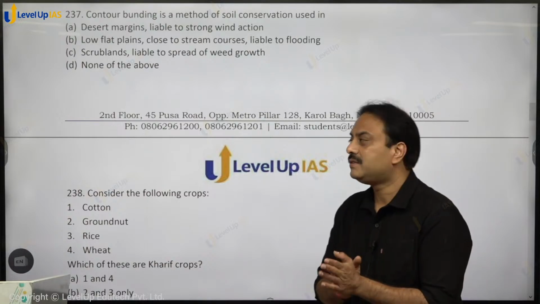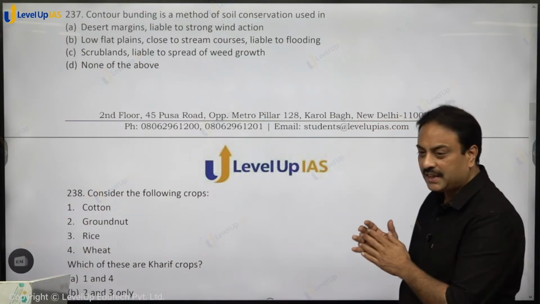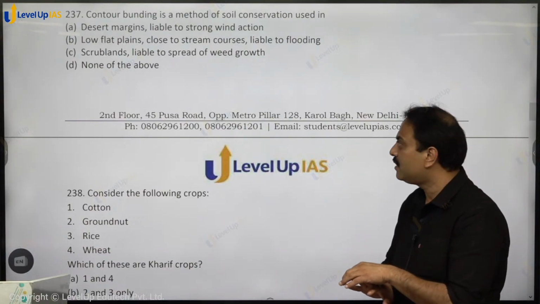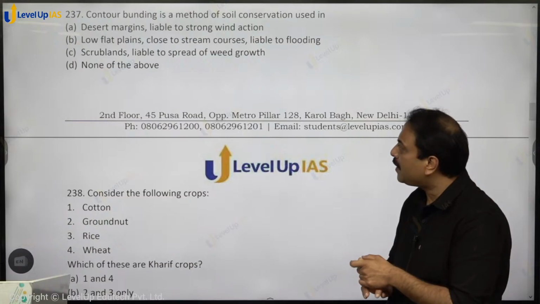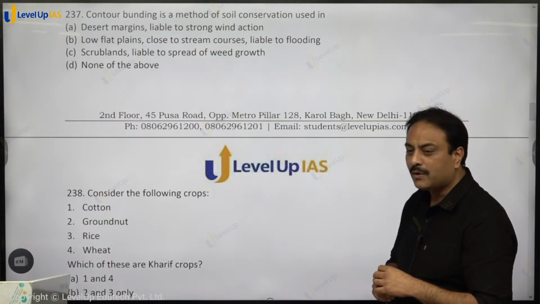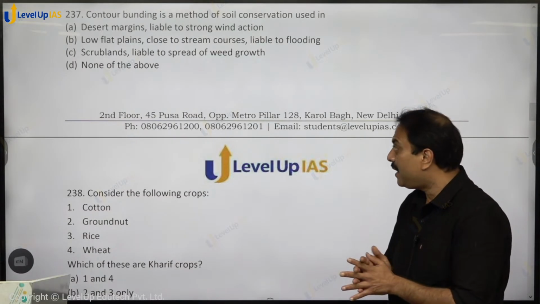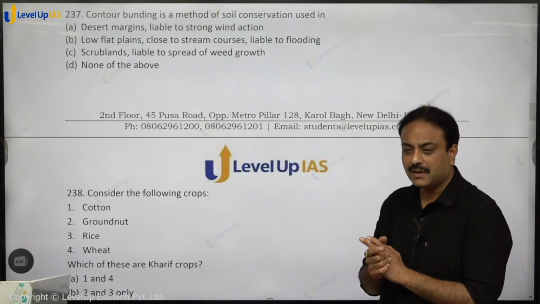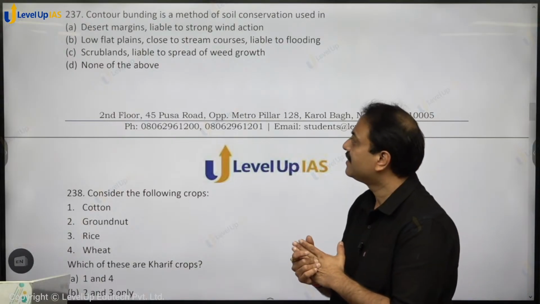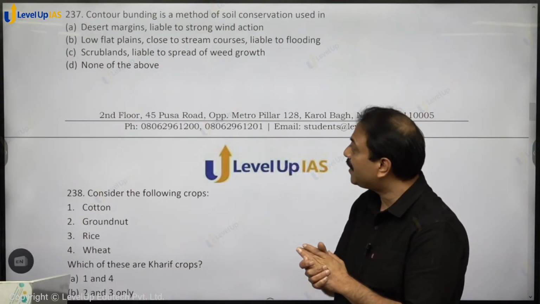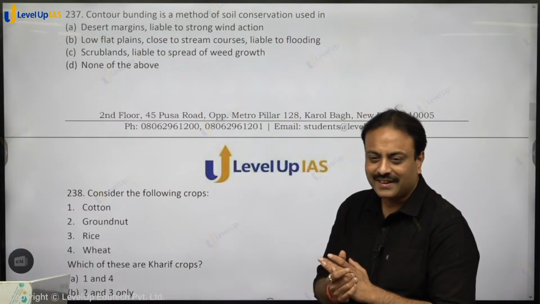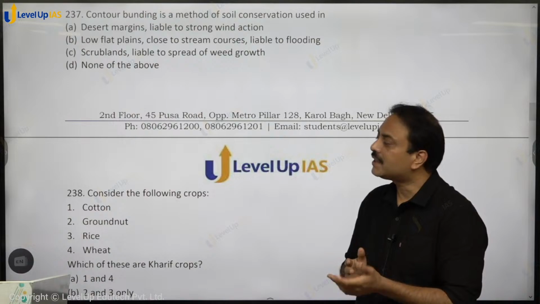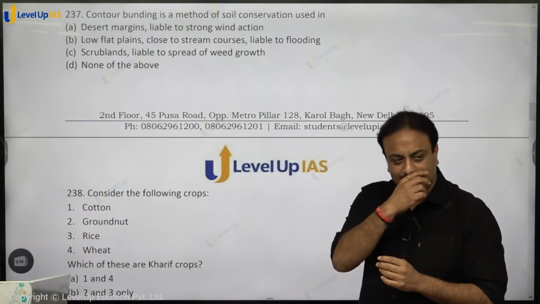Contour bunding is a method of soil conservation used in desert margins liable to strong wind action, low flat plains close to stream courses liable to flooding, scrub lands liable to spread of weed growth, none of the above. Now the problem is that everyone is having the answer. The answer is none of the above, right? But what is contour bunding? Exactly.